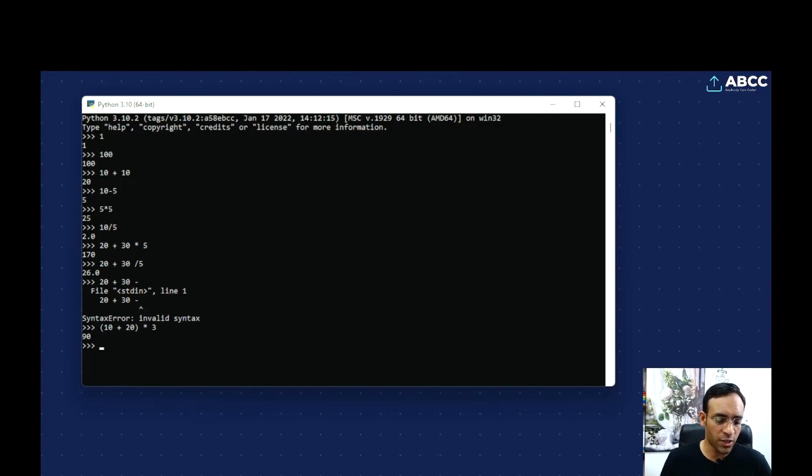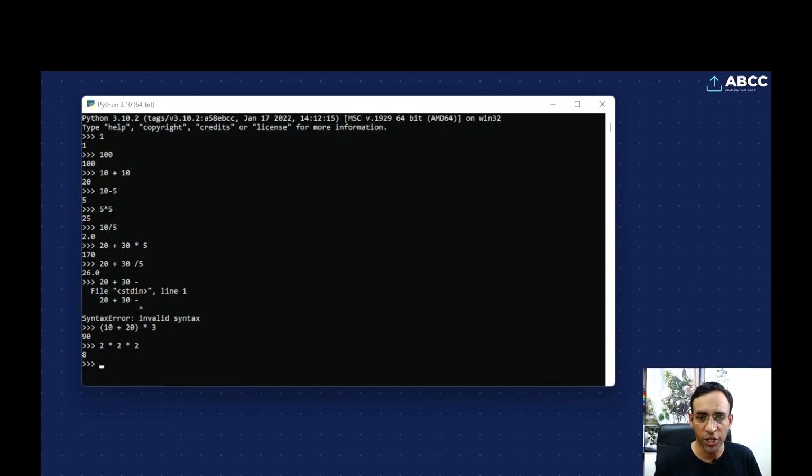Okay, so let's say the cube of 2. How are we going to write it? In normal terms, we are going to write 2 multiply 2 multiply 2, right? Then our expected answer is 8. Yes, Python is giving the answer 8.